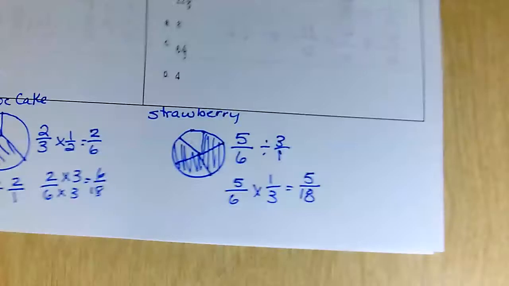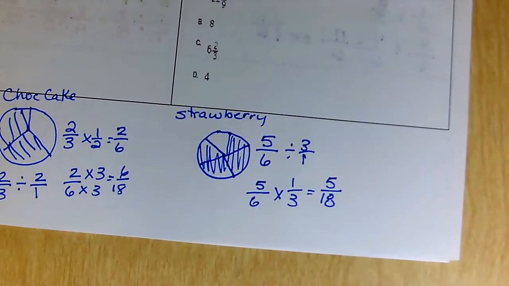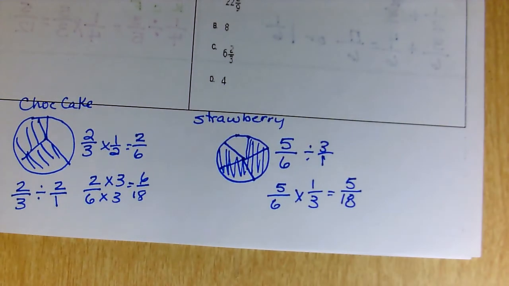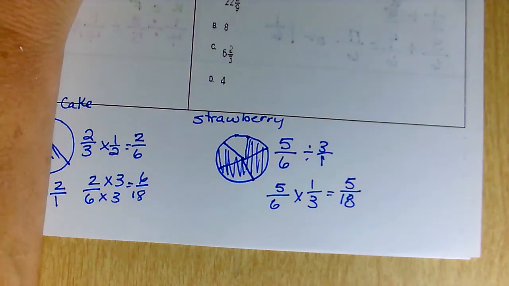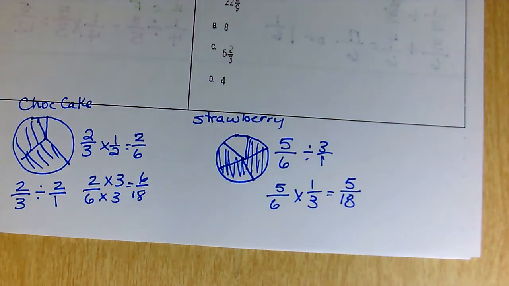Oh, I'm sorry. 5/18. So which cake had the bigger piece? By how much? So chocolate by how much? 1/18. So the answer is C up above.